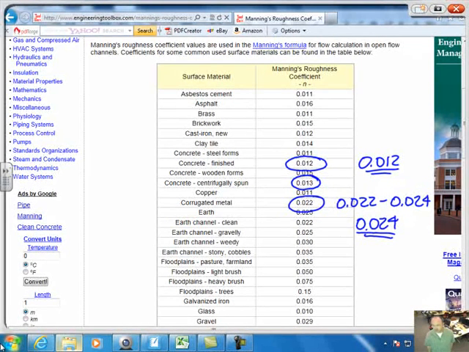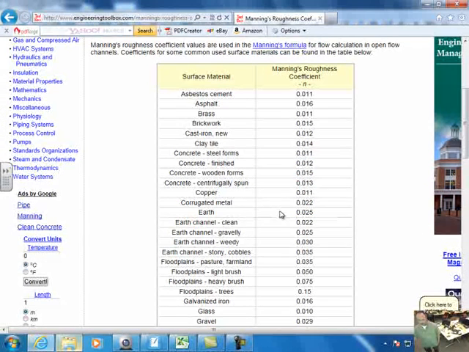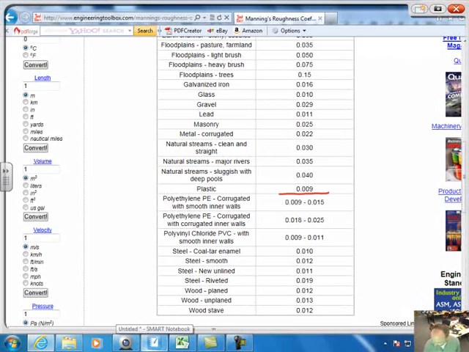But you have a bunch of different values, and as you can see, the values change depending on what the material is. The rougher the pipe, the higher the Manning's roughness coefficient. The lighter the pipe, the lighter it is. And so if we look on down in here to polyethylene, look at this value right here.